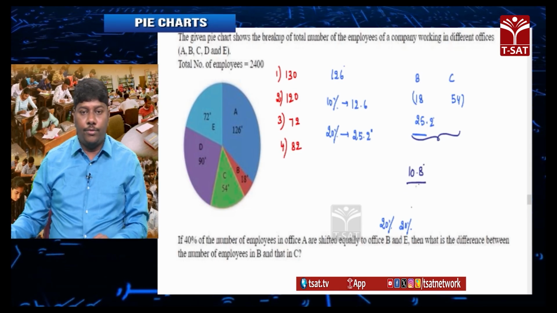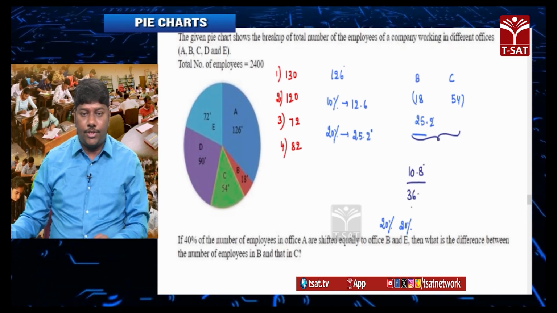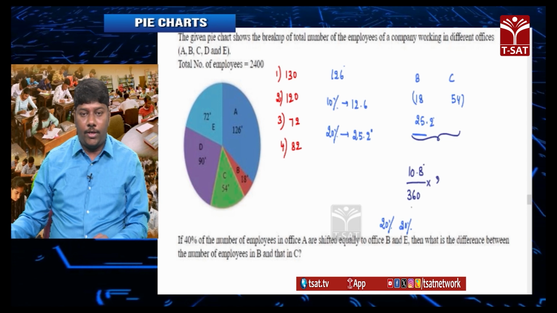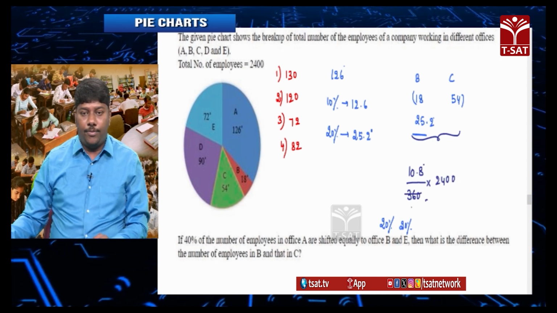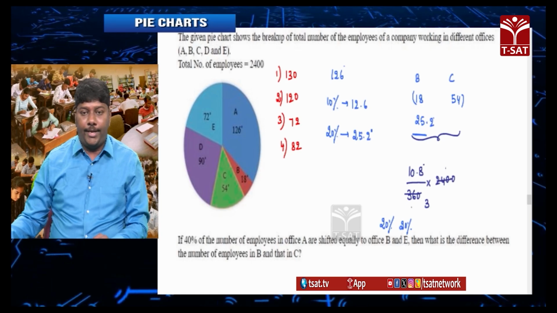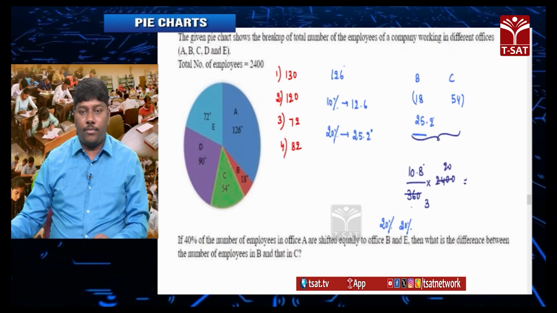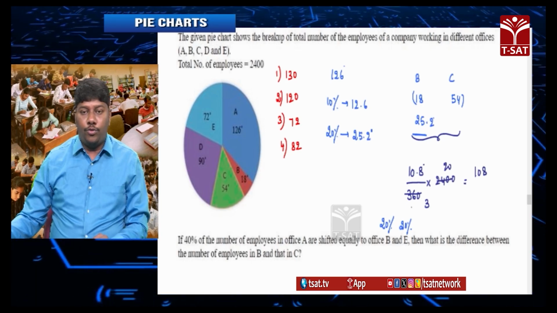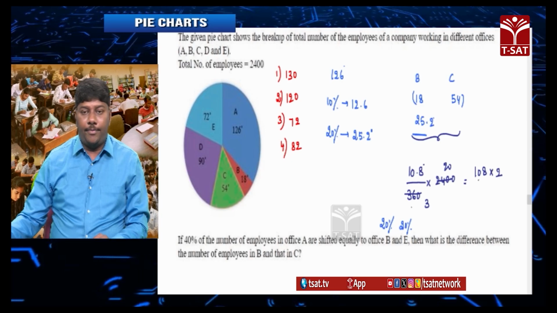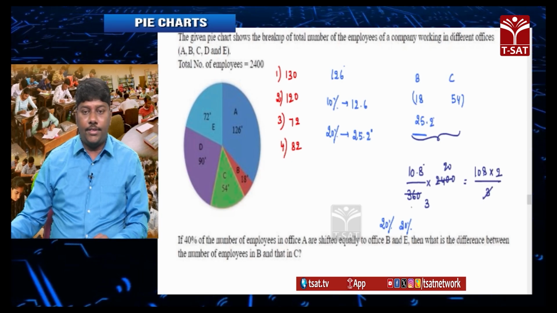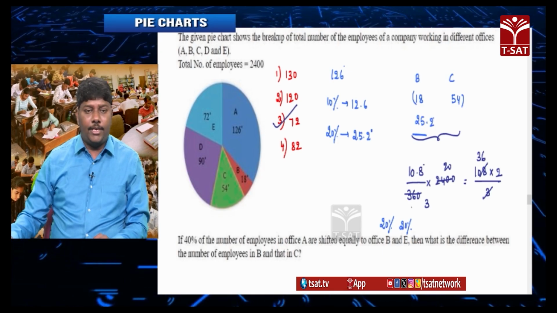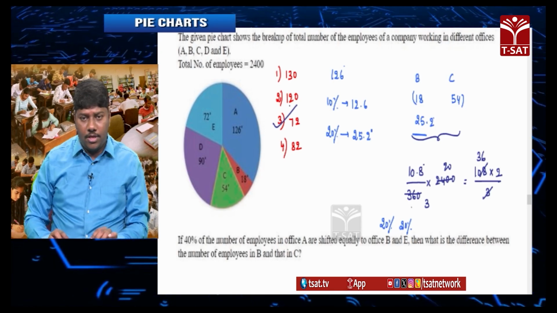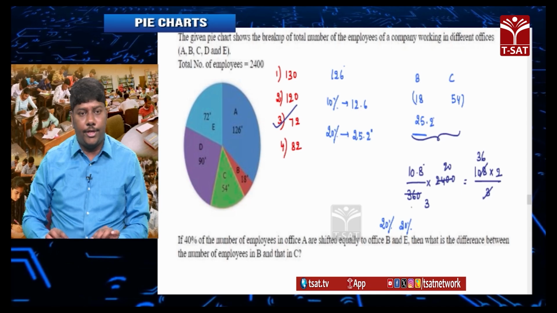Therefore, convert it into number of employees. 360 into 2400. We know this is going to be 3. It's going to be 20. 108 into 2, point and 0 cancel, divided by 3. So we are going to get 36 into 2, 72 here. Bit of calculation, but everything is a multiple of 18. So be careful with the 18 table, you can easily do it.